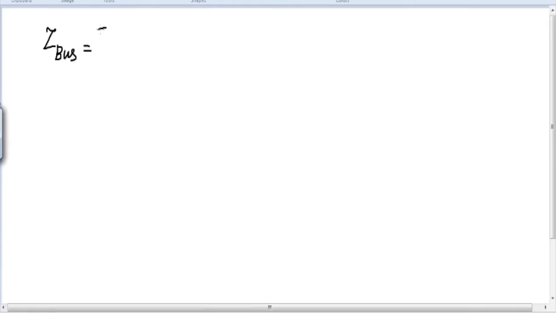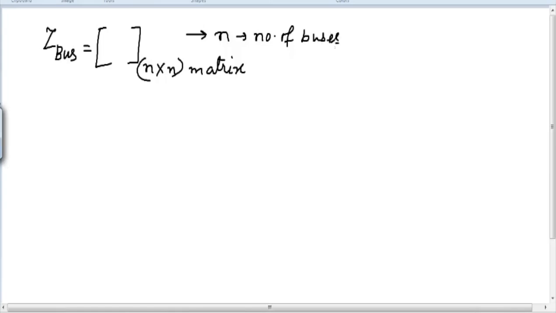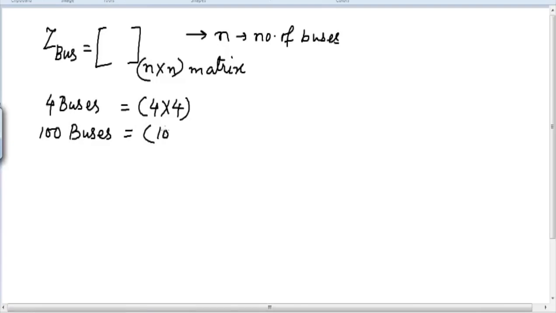So the Z bus that we formed in unit 2 was an n by n matrix, right? See, I'm writing here, all these things can be asked in the MCQ based questionnaire, so you have to be prepared. What is n by n, or what is n? n is the number of buses. That means if we have 4 buses in our system, the size of this matrix will be 4 by 4. If our system has 100 buses, the size of this Z bus matrix will be 100 by 100.